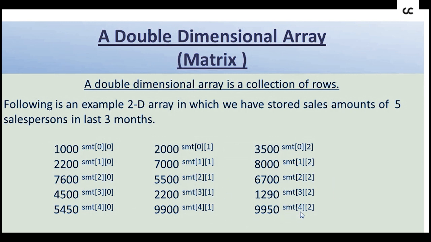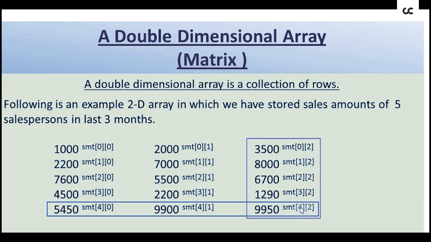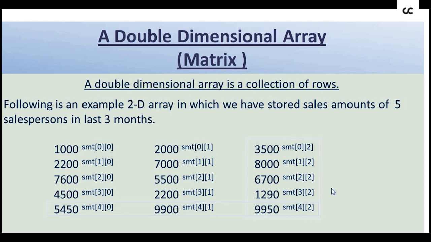So again, see SMT42. 4 means the fifth row and 2 means the third column. So SMT42 represents the element which is at the fifth row and third column. Again, let me repeat it. 4 means the fifth row. Why? Because the row number subscript starts from 0, and the column number subscript also starts from 0. Hence 2 means the third column. So this is how we can use a double dimensional array.